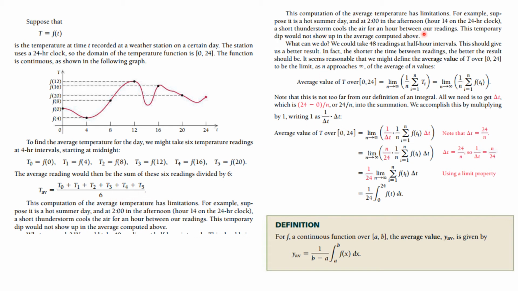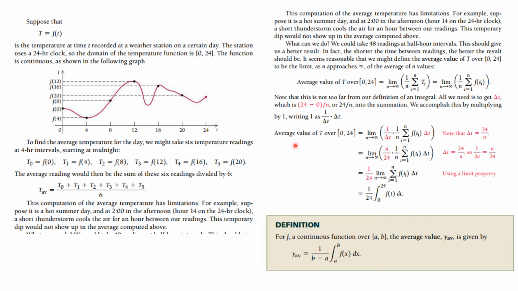Now, this computation of a moving average does have its limitations, because you miss dips that happen, like going from here to here. It looks like there wasn't much change, but it actually dipped down. One way to find a better measure of the average is to not just do it every 4 hours, but much more frequently. In fact, if you take the limit as n goes to infinity of these sums, you'll find that it starts looking very much like an integral.